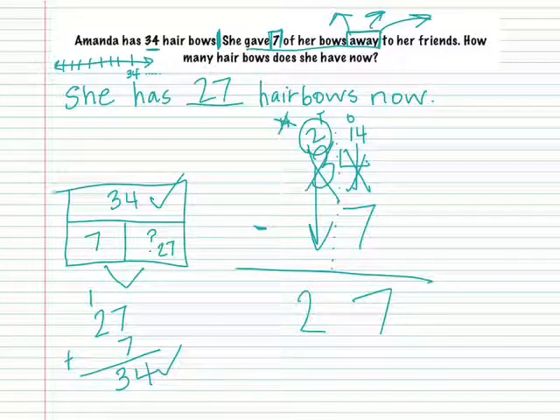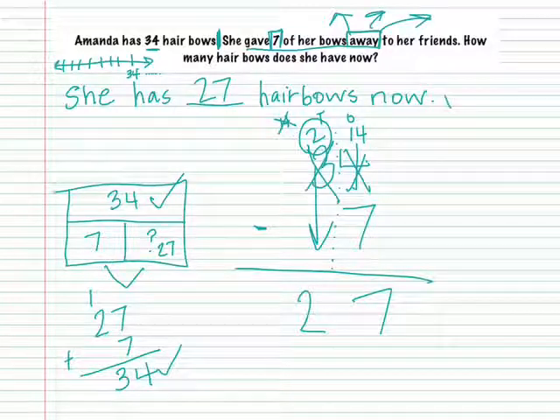Of course, I know it makes sense because I knew that the answer had to be something less than 34. 27 is less than 34. So she, Amanda, has 27 hair bows now. She had 34. She gave 7 of them away to her friends, and she now has 27 hair bows.